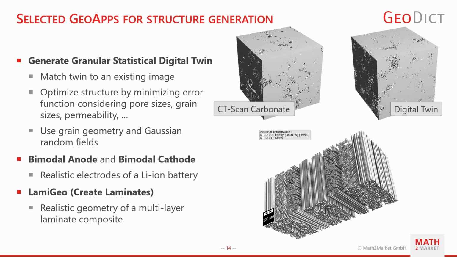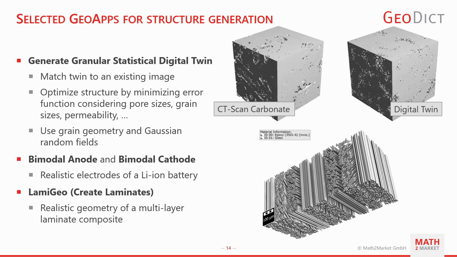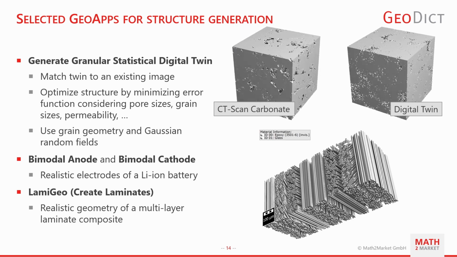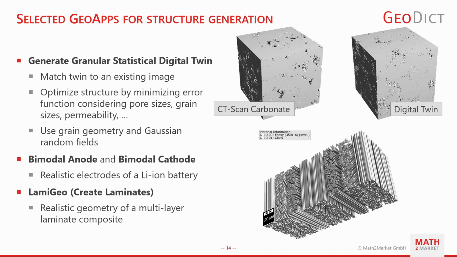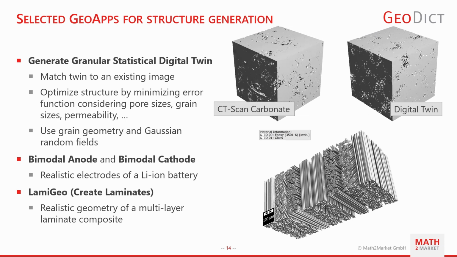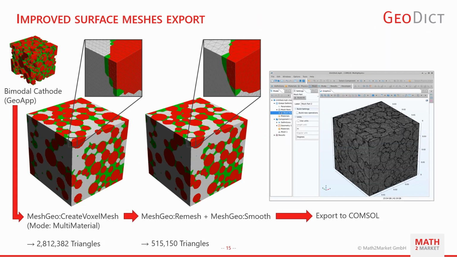Another example focusing on fibrous laminate composite geometries is the GeoApp LamiGeo, where a resulting geometry is shown now at the bottom right side. This demonstrates how the GeoApp concept can be used to easily automate and customize the Geodict structure generation. With Geodict, one can create great geometry models of many different materials.